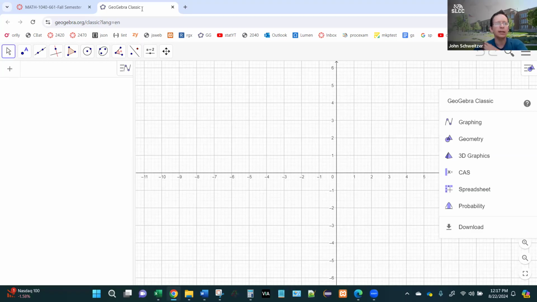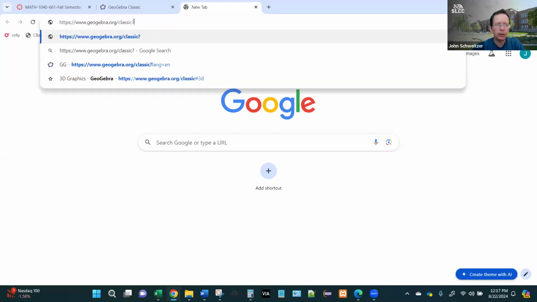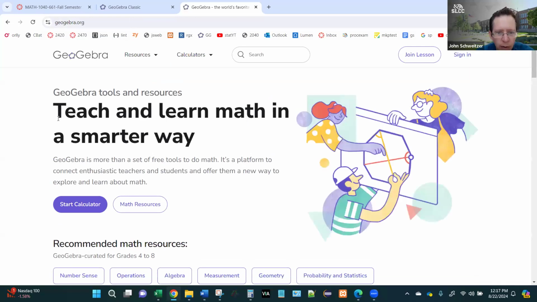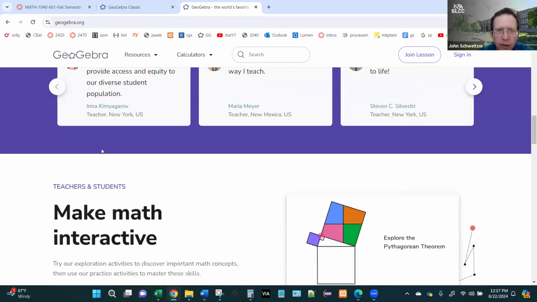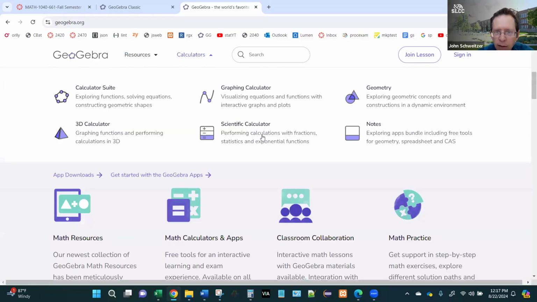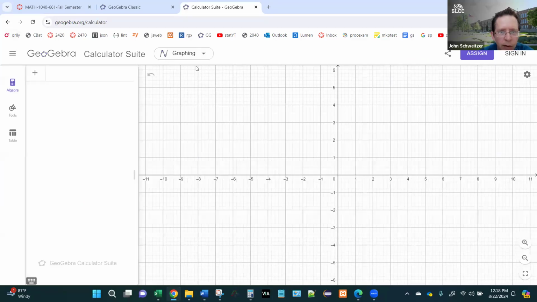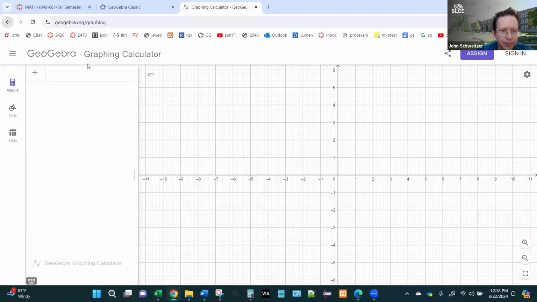Okay, so how do you access it? Well, there's lots of ways of accessing GeoGebra. One way is to go to GeoGebra's website, GeoGebra.org, and you can download their software. They have lots of different kinds of software out there, a suite of calculators. They have a graphing calculator you can use right here, and you can download these.